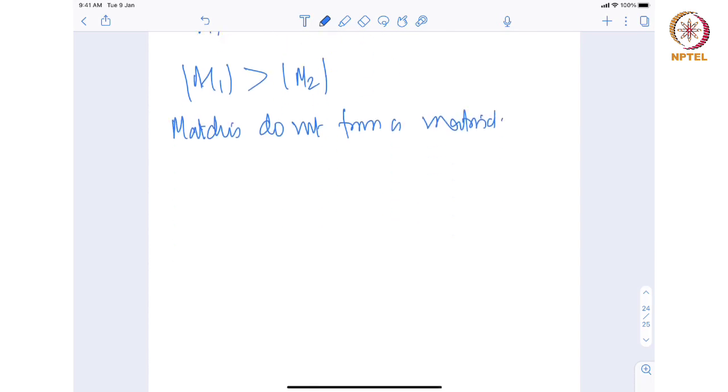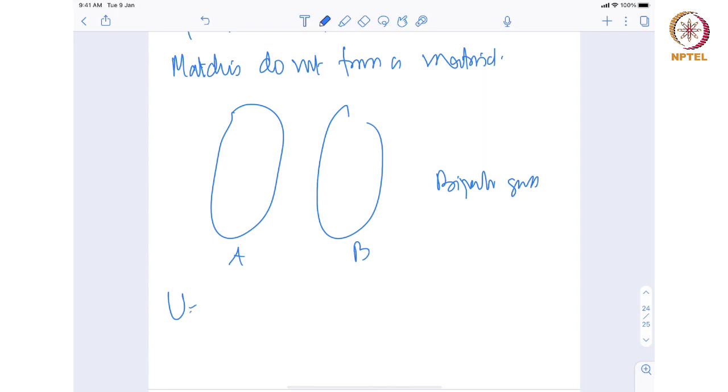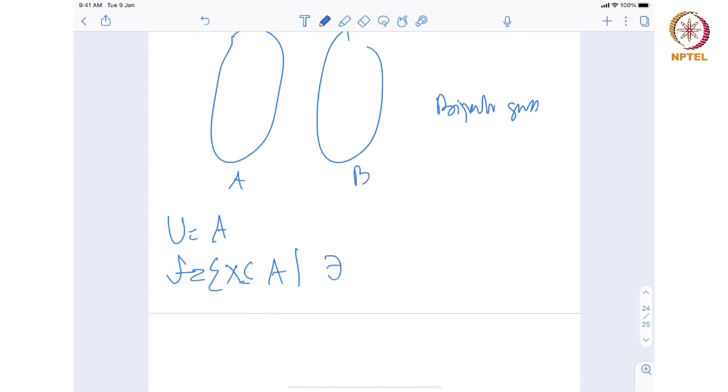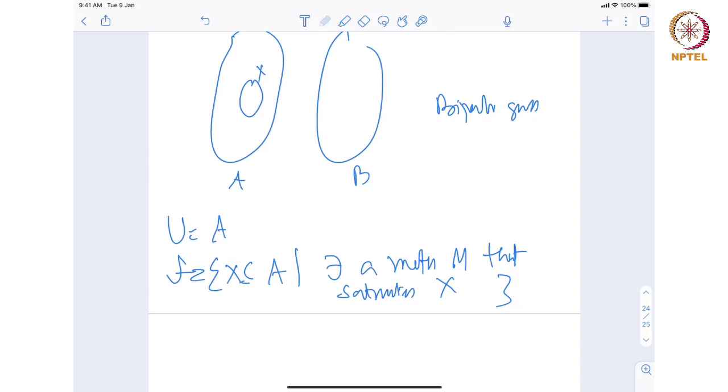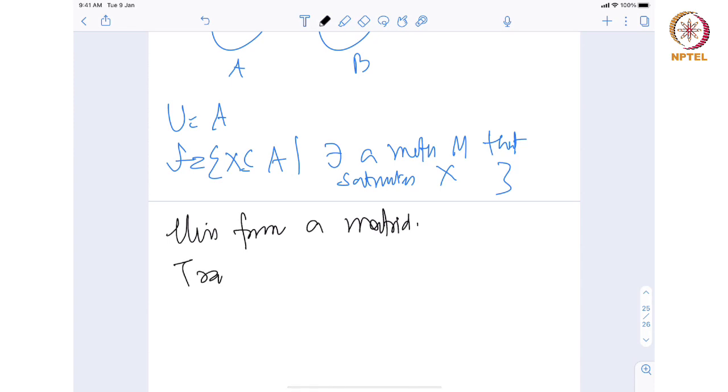But there are ways to navigate it. In a bipartite graph, you can have sets A and B. You can take my universe as A, and your family is all X, subsets of A, such that there exists a matching M that saturates X, meaning you have an X here and a matching like this that saturates X. You can show that this forms a matroid, and this is called a transversal matroid.